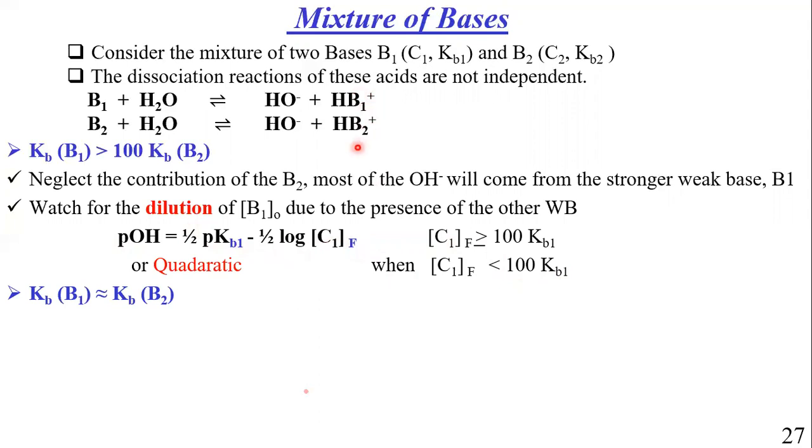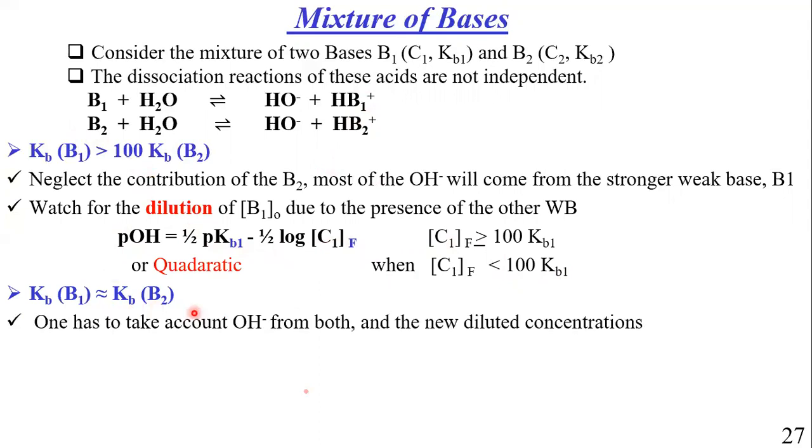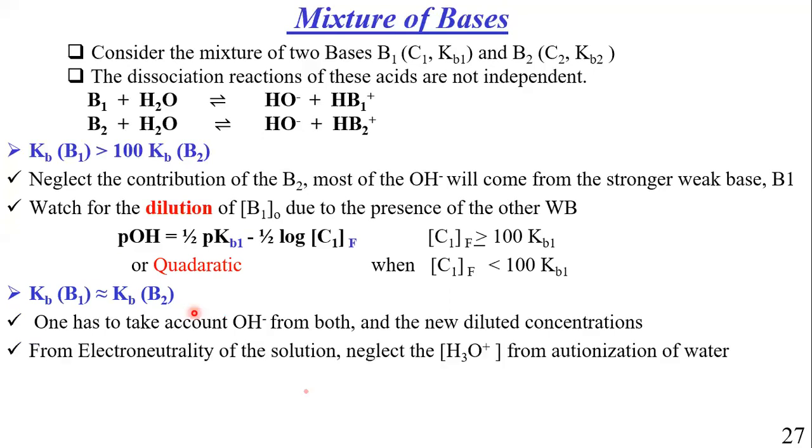However, if you cannot neglect one of them, such that neither Kb is 100 times greater than the other, or these two Kb values are close enough to each other, then both of them will contribute to the OH minus, and don't forget to dilute both bases in these calculations. We also get the expression here for the calculation of OH minus in the solution, and thus pH, from the electroneutrality principle.